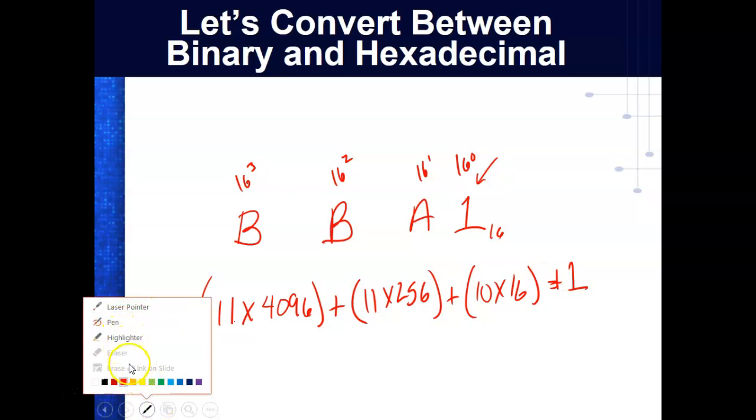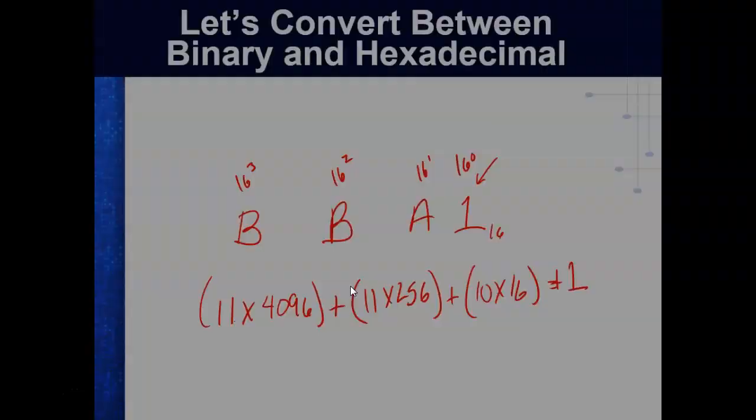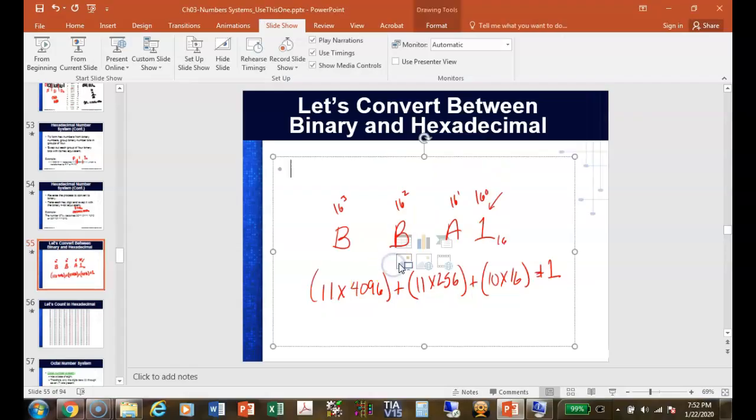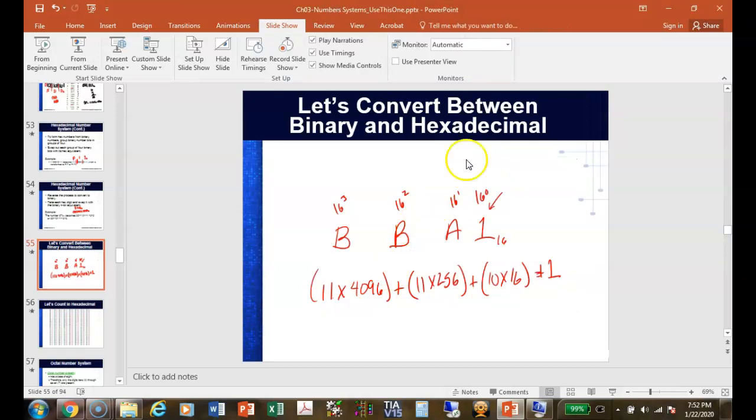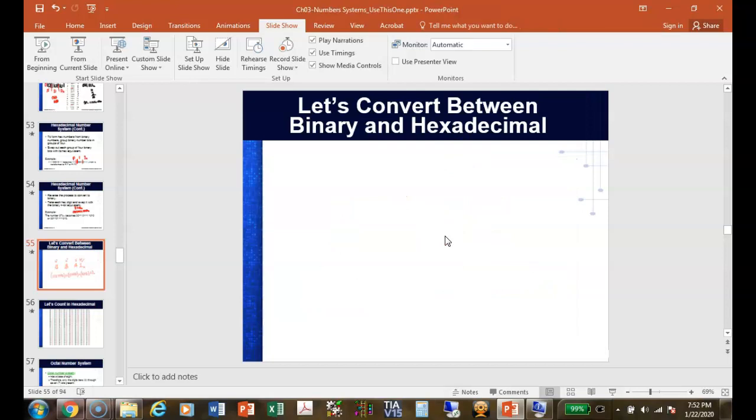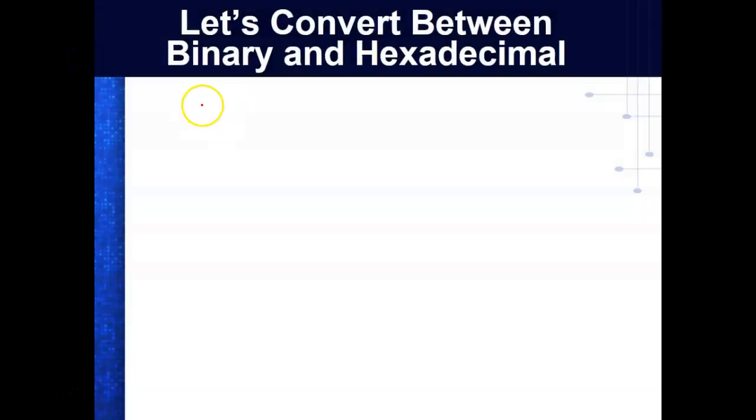So let's count in hex. So let's count. 0, 1, 2, 3, 4, 5, 6, 7, 8. What comes next? A, B, C, D, E, F. I've run out of combinations. What comes next?